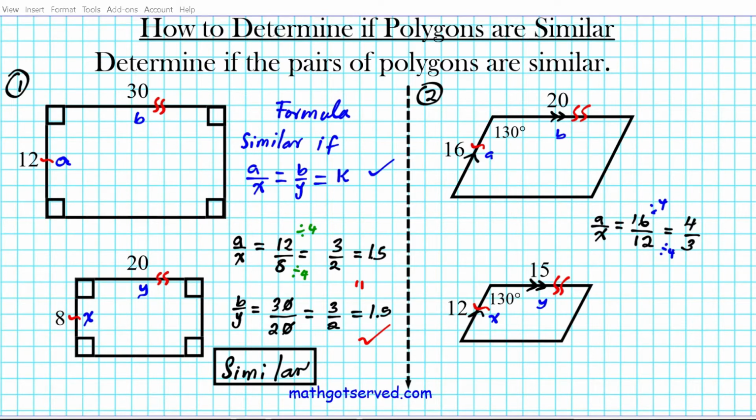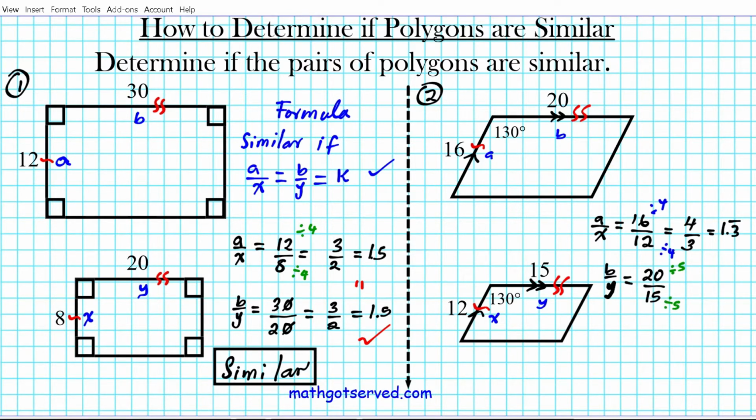If you want to write that in decimal form, 4 over 3 is 1.3 repeating. How about the ratio of the tops? B over Y. What's the ratio of B over Y? If we get 4 over 3 or 1.3 repeating, then we know they're similar. If not, then they are not similar. B over Y, we have 20 divided by 15. To simplify this, we could divide by the GCF, which is 5. So divide by 5, top and bottom.